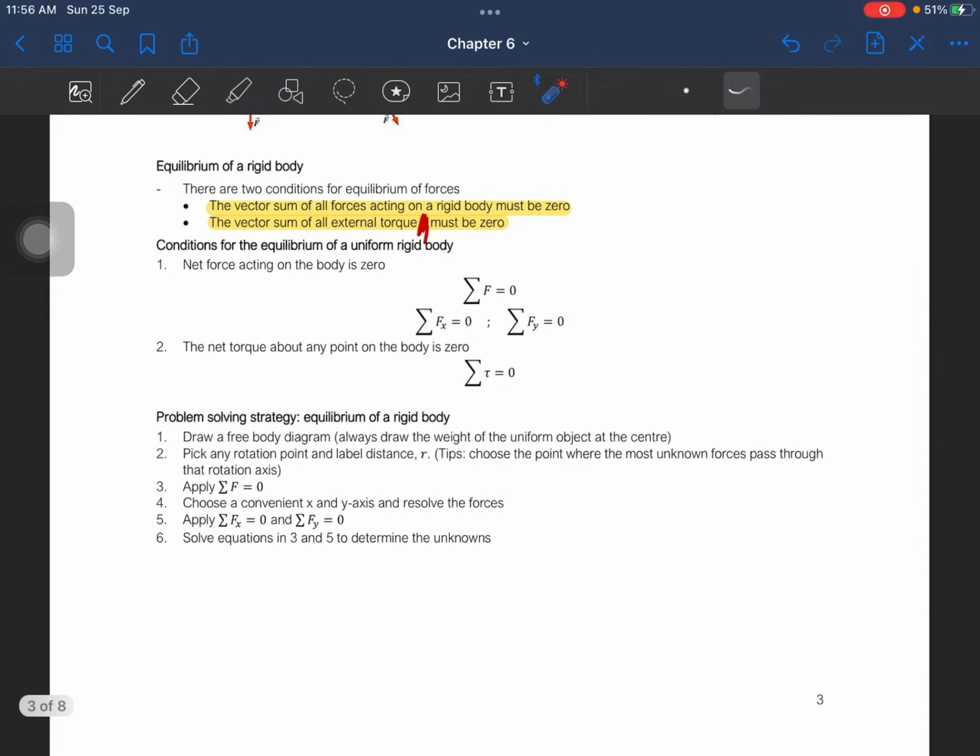So for this type of question, there is a strategy where first you have to draw a free body diagram and then pick any rotation point and label distance, which is r, and then always try to choose the point where the most unknown forces pass through that rotation axis. Apply this and then choose a convenient x and y axis and resolve the forces, and lastly apply this and then solve the equations in 3 and 5 to determine the unknowns.